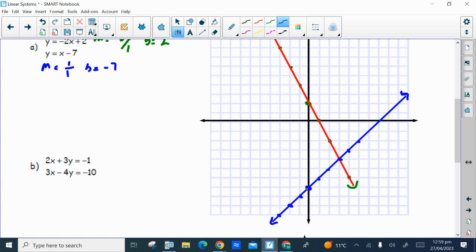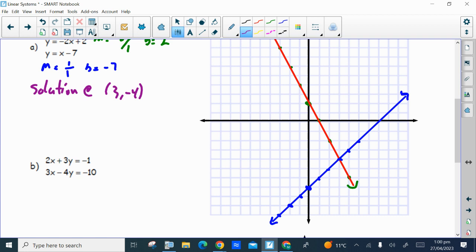And by applying the slope 1, 2, 3 times, you actually get to the point of intersection. It is the point 3, -4. That is the point of intersection. That is the solution to the system of equations. The solution is the point of intersection. And in this case, that is the point 3, -4.